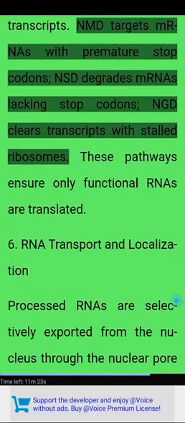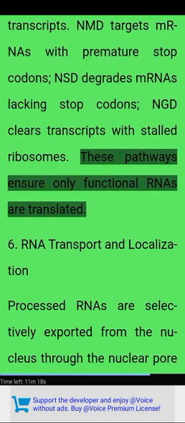NMD targets mRNAs with premature stop codons. NSD degrades mRNAs lacking stop codons. NGD clears transcripts with stalled ribosomes. These pathways ensure only functional RNAs are translated.